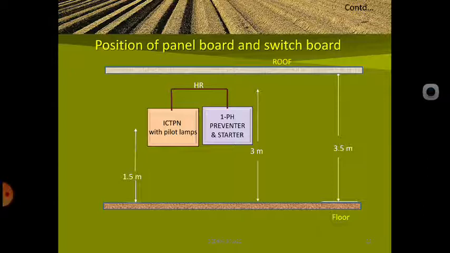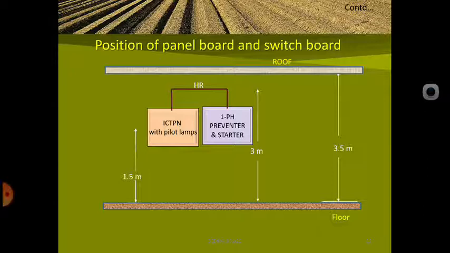So these are what we have to follow as per IE rules. So where we are going to draw the horizontal run and vertical up and vertical down, based on the previous assumptions.